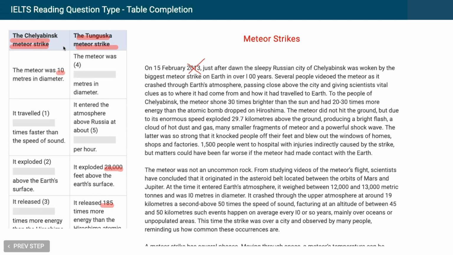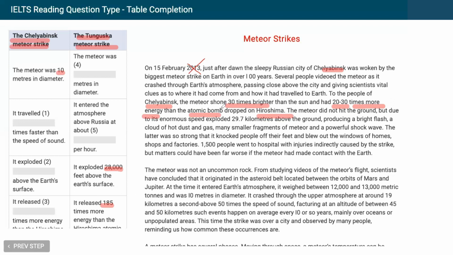And if I start just with these headings, I already see Chelyabinsk right in the first paragraph, also here above. So we can start here and we can scan for our keywords. And so I'll start here. It says, to the people of Chelyabinsk, the meteor shone 30 times brighter than the sun and had 20 to 30 times more energy than the atomic bomb dropped on Hiroshima. All right, I'm not sure if you remember, but I definitely remember.